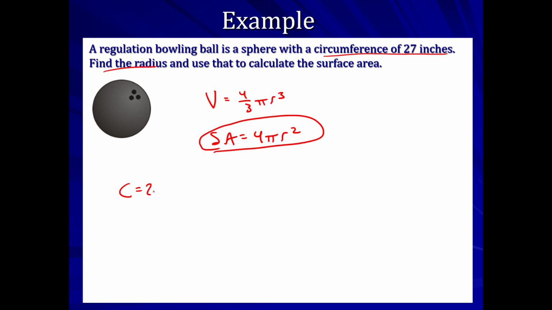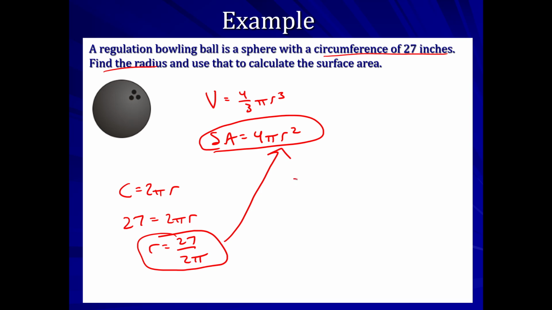We know circumference is 2 pi r. So that means if the circumference is 27, then we would set up this and solve. And then take that and plug that in. So we would say surface area equals 4 pi, 27 over 2 pi, squared. Right, and we would do that out.